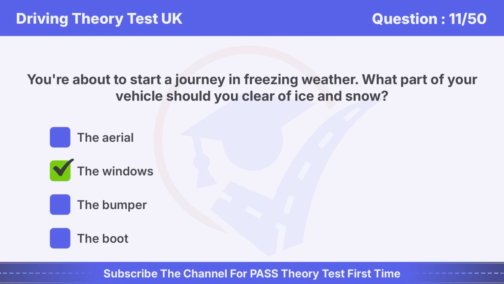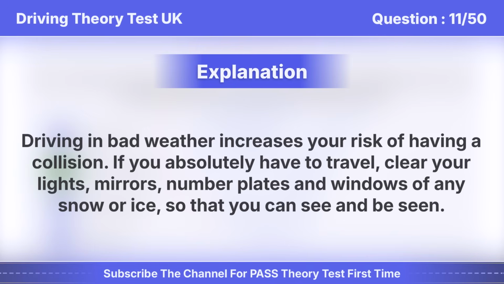Answer is B. The windows. Driving in bad weather increases your risk of having a collision. If you absolutely have to travel, clear your lights, mirrors, number plates and windows of any snow or ice so that you can see and be seen.